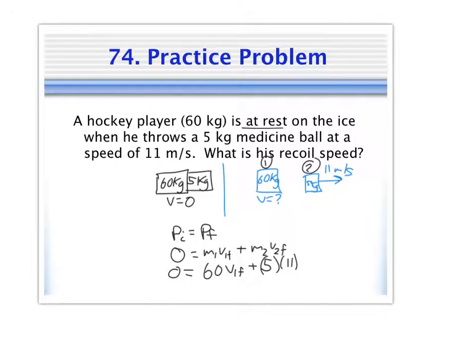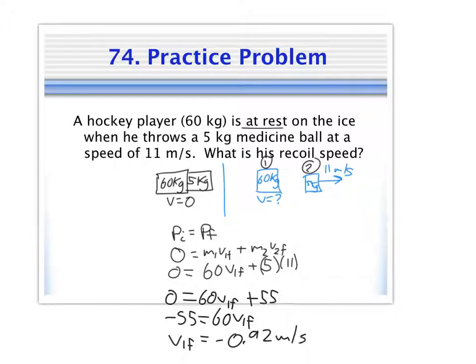What I can do now is do the math here, so I can say 0 equals 60 v1f plus 55. Okay, bring that 55 over, and I can go ahead and ultimately solve for my final velocity for object 1, which is the person, and I get negative 0.92 meters per second. So let's talk for a second about what that means.